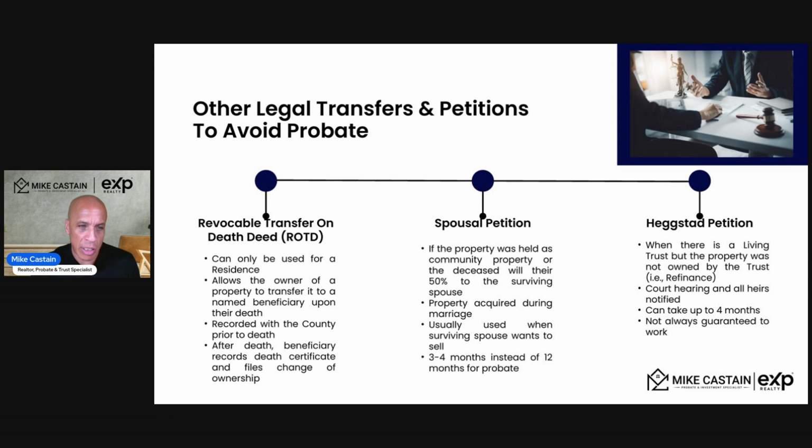It's not always guaranteed. There's certain circumstances that have to be met, and again, this takes some court approval. There's court hearings that need to be conducted, and the heirs of the estate need to be notified of this. But there's a petition before the court, similar to the spousal petition, but there's court hearings that can be conducted to attempt to approve the estate to transfer the property back into the living trust.